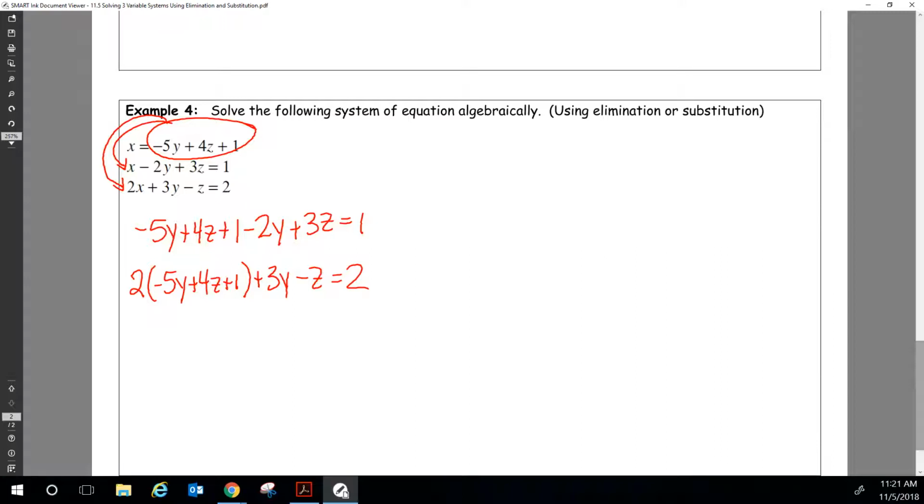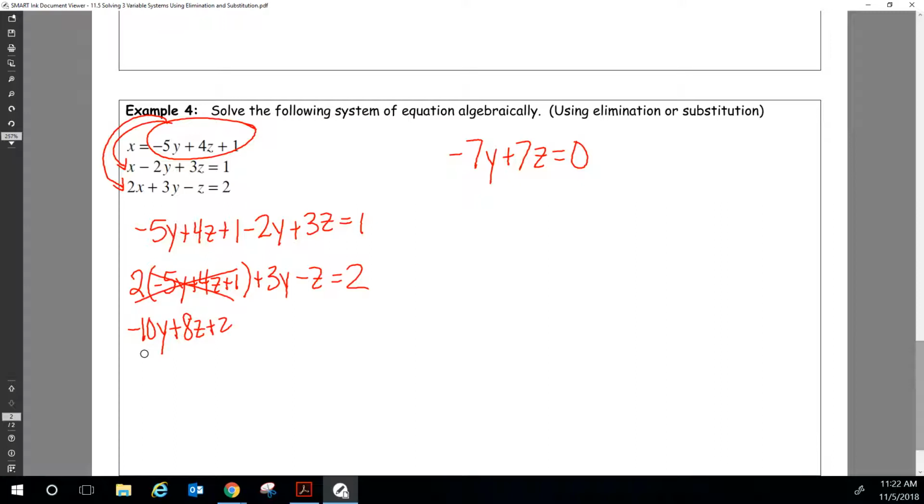All right, let's simplify that. Let's see, I've got negative 5y minus 2y would be negative 7y. I've got 4z plus 3z would be 7z. Moving my number to the other side, I've got 1. If I move it to the other side, 1 minus 1 would be 0. Here I've got 2 times negative 5 is negative 10y. 2 times 4 is 8z. 2 times 1 is 2.